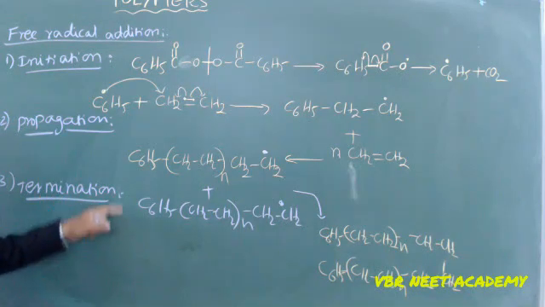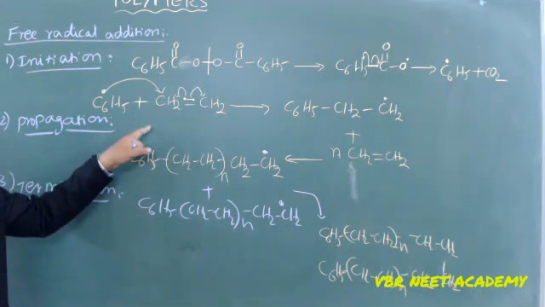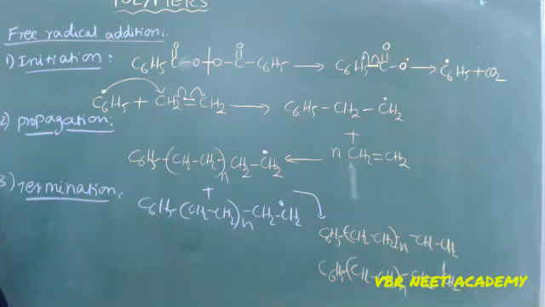In this, most of the polythene, polypropylene, all these compounds are going to be formed in addition polymerization only. That will be including free radical polymerization. Polythene is the best example we are going to have for this addition polymerization.